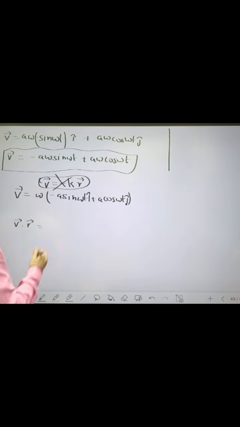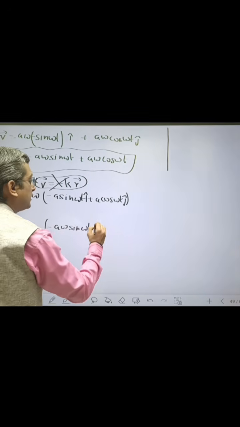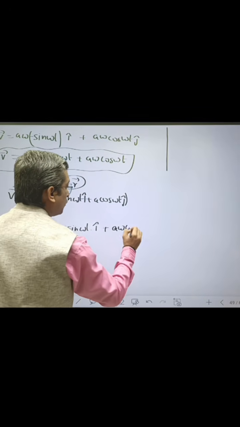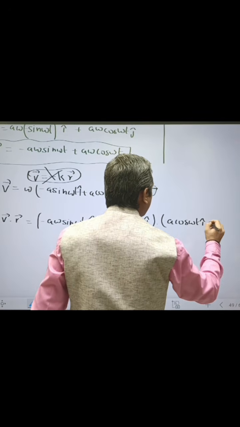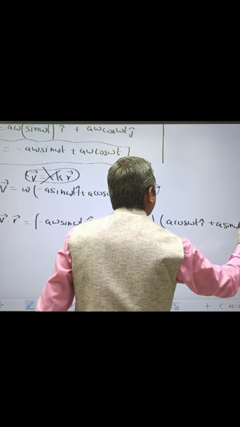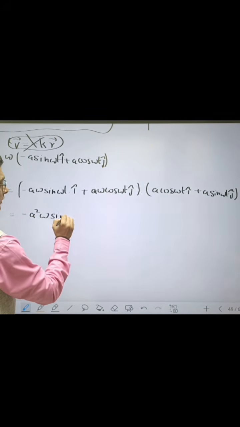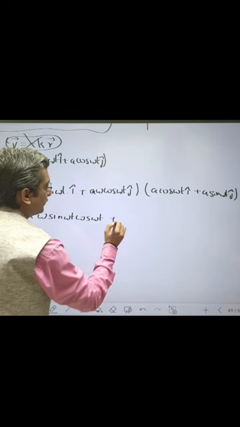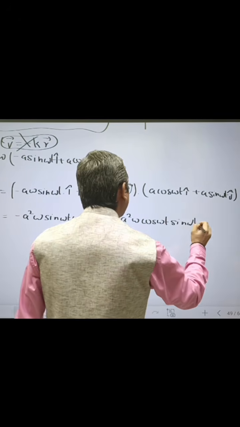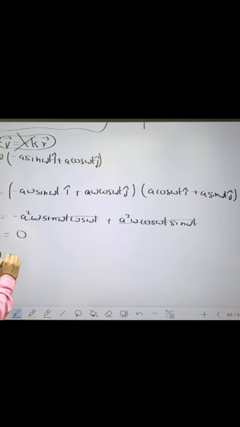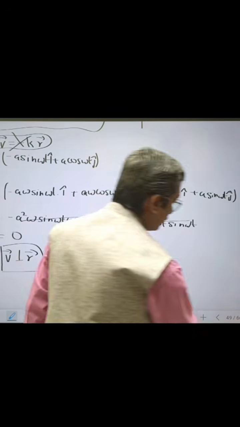So v vector is given by minus a omega sin omega t i cap plus a omega cos omega t j cap dot a cos omega t i cap plus a sin omega t j cap. We have minus a square omega sin omega t cos omega t plus a square omega cos omega t sin omega t. So this will be 0. So we can say that since the dot product of position vector and velocity is 0, the velocity must be perpendicular to the position vector.